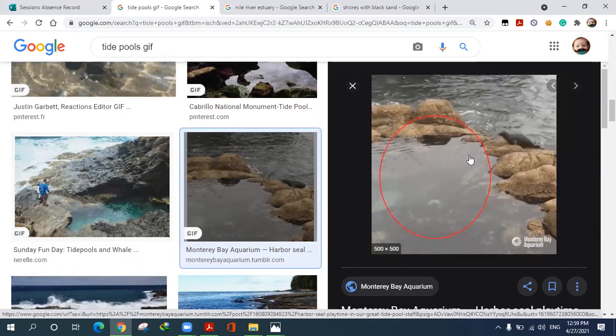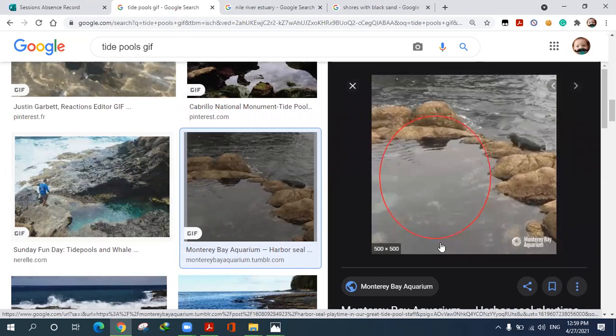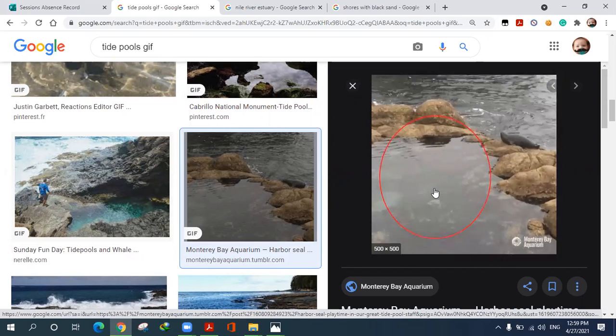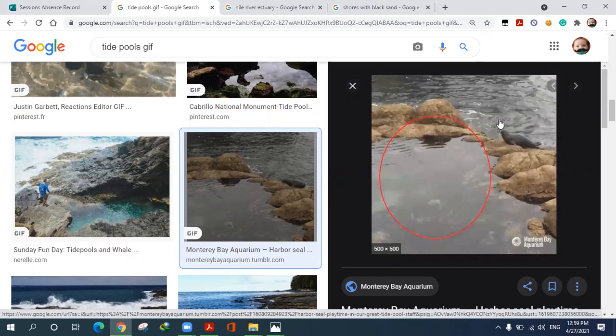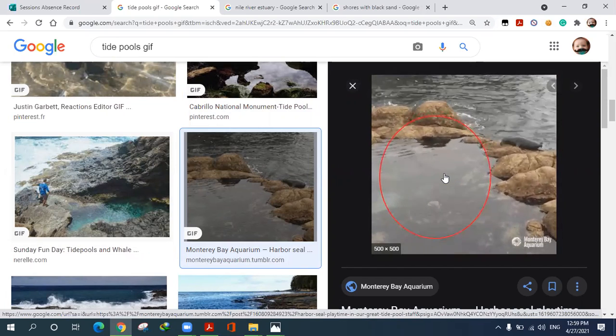Can you see how the water is trapped behind these rocks? So all organisms that are found in this tide pool are actually trapped. They can get back to the water when it's high tide again. Do you guys understand the idea now?